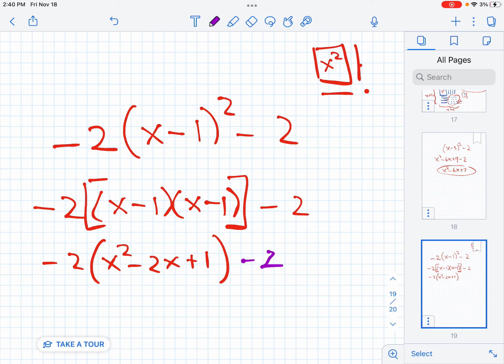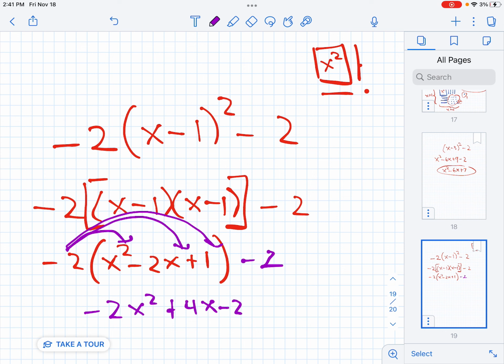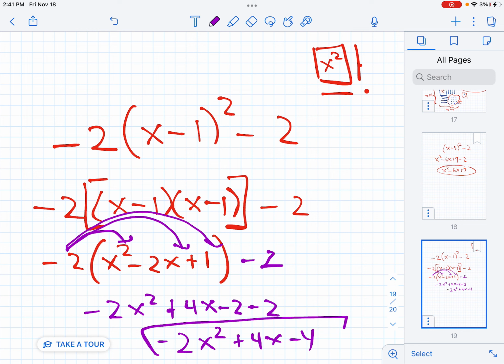Can't forget that minus 2 there. Now we've got to distribute. Negative 2 times x squared minus 2x plus 1 is going to be negative 2x squared plus 4x minus 2. And now we've got that into standard form. And if it's in standard form, it's really easy to find my y-intercept of -2.